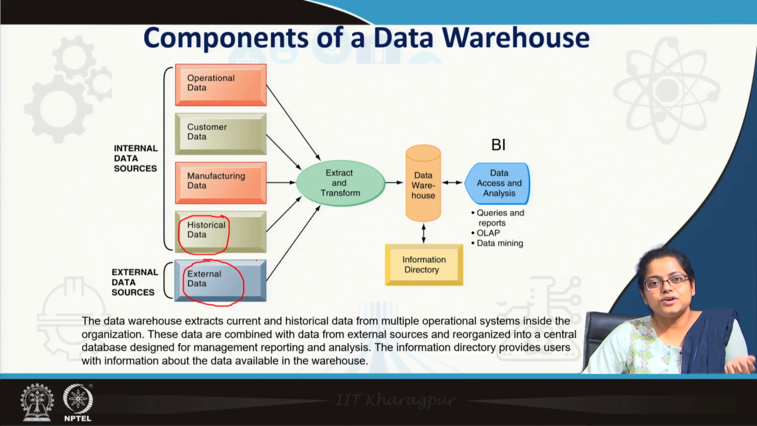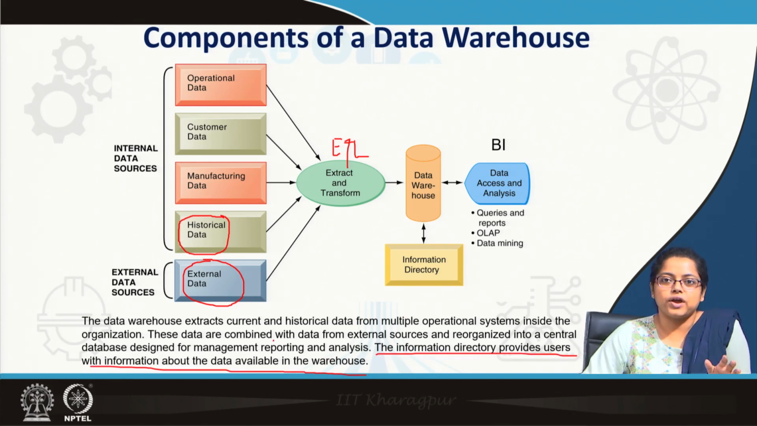By external data sources, we could mean share market data, industry data, or competitor data. All of this data is extracted from the multiple databases, transformed and then loaded into the data warehouse. Again, we will talk about ETL: extraction, transformation and loading. Now, the data warehouse has an information directory which provides users with information about the data available in the warehouse. As the term directory suggests, it gives you information about the data that is there in the data warehouse.